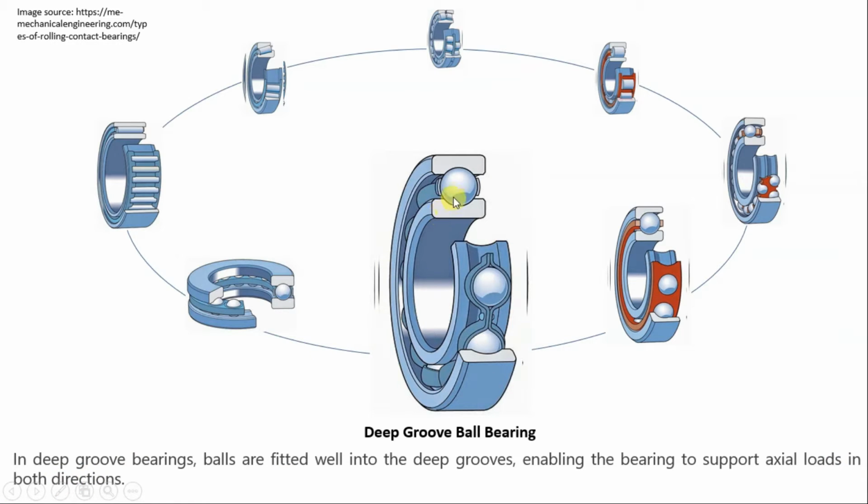This kind of bearing can take load in the radial direction, means in this direction, as well as some amount of load in the axial direction. Generally, ball bearings are preferable at high operating speed with small loads. If loads are higher, then we have to replace these balls with rollers, which we'll discuss in this lecture only.